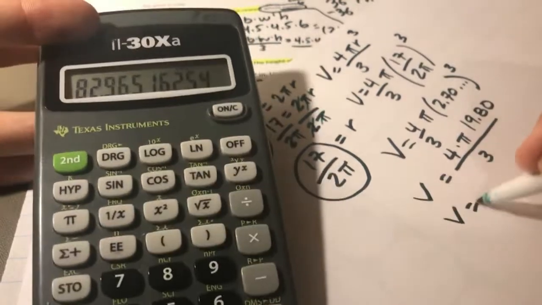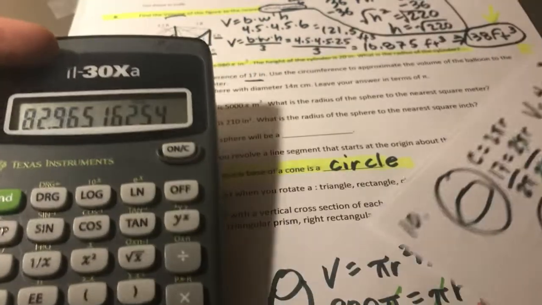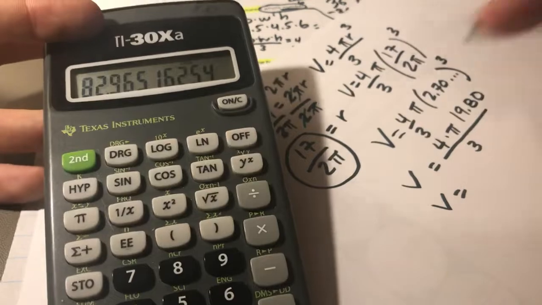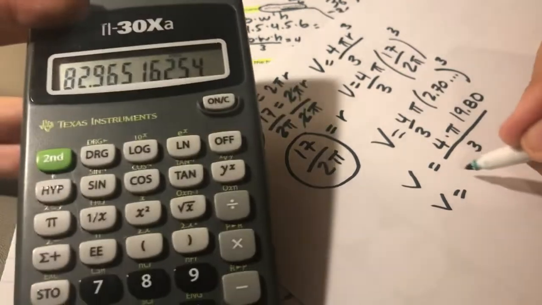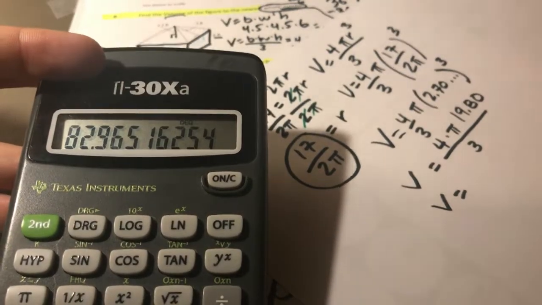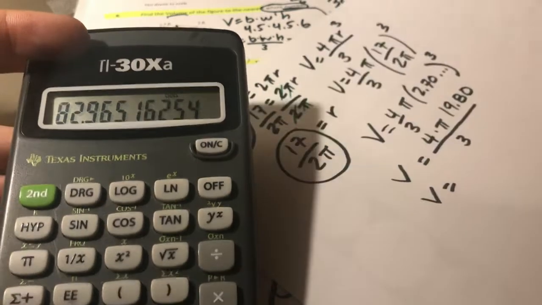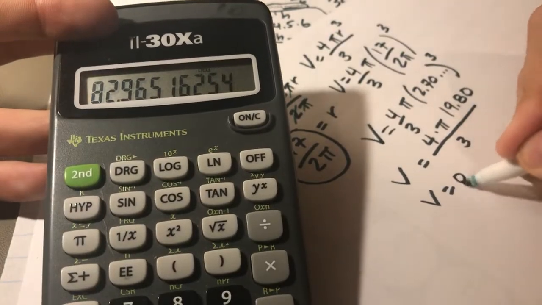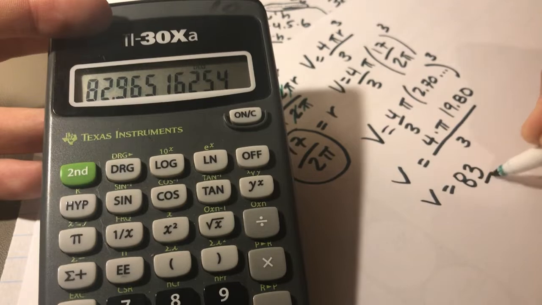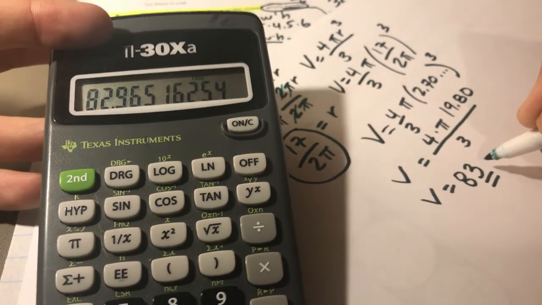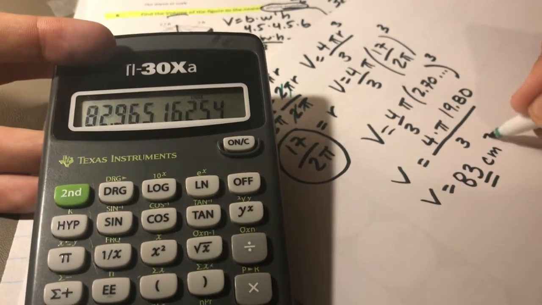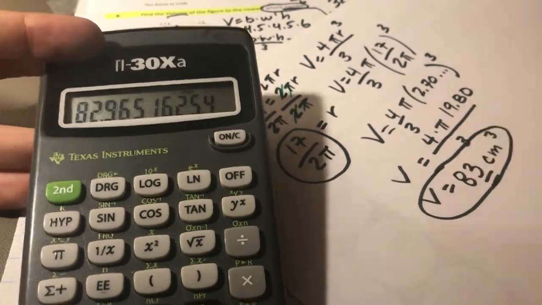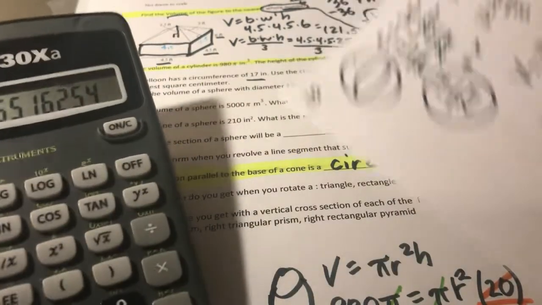Okay, so the volume they've asked me to approximate to the nearest centimeter would be 83, to the nearest centimeter would be 83 centimeters cubed. And again, I could double check it by working back through the problem.